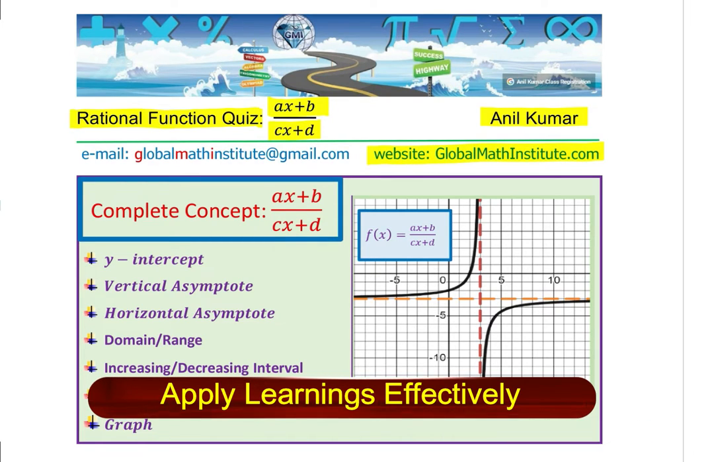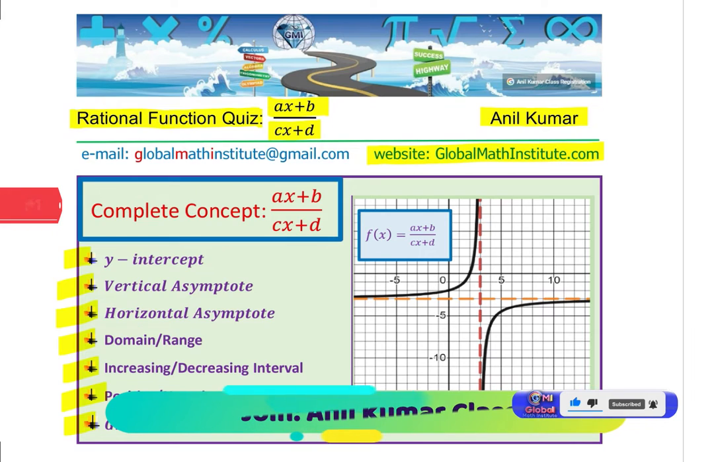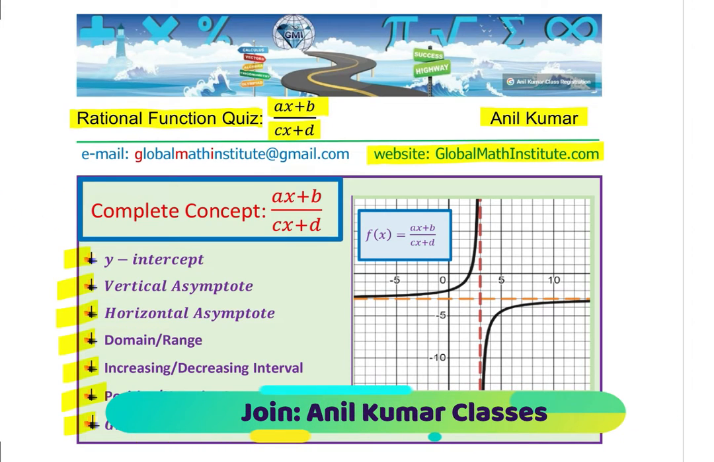We will discuss how do we find y-intercept, how do we find vertical asymptote, how do we find horizontal asymptote, how do we define the domain and range of these rational functions, figure out the increasing, decreasing intervals, positive, negative intervals, and graph the function. Not only that, from the graph, how do we find the equation? That also we will cover.